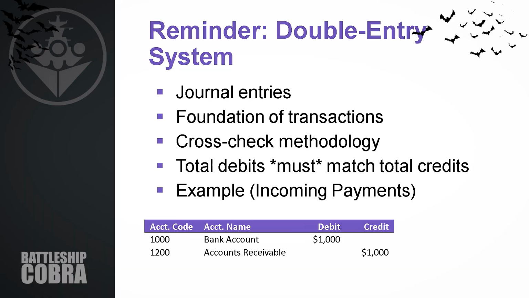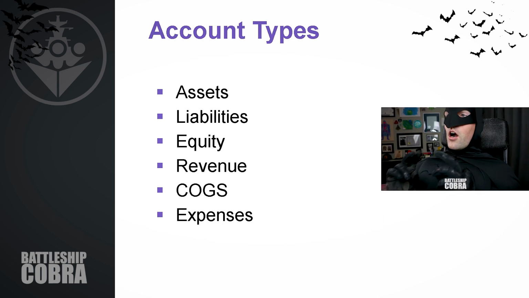So here's an example of a basic incoming payment. Your accounts receivable is decreasing by 1,000 and your bank account is increasing by 1,000. I'll explain how you know what's increasing and what's decreasing, because a debit and credit are not always equally decreasing and increasing. It gets confusing. Here we go. So there are account types.